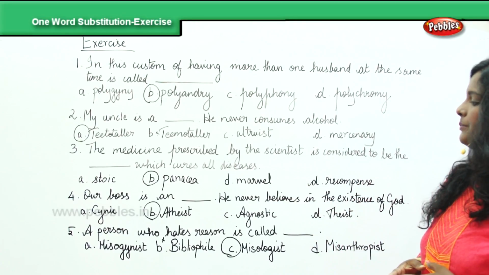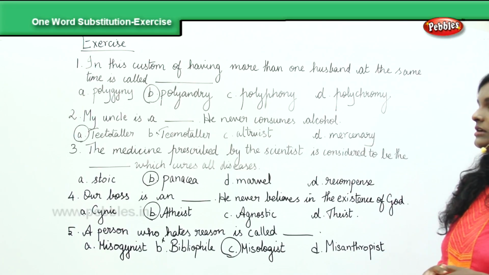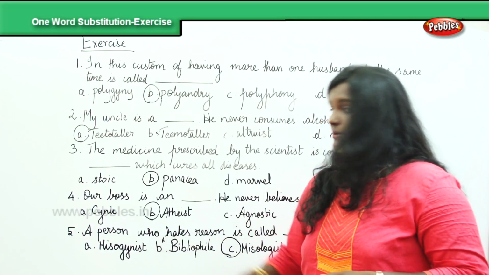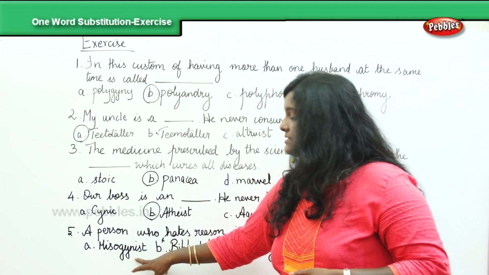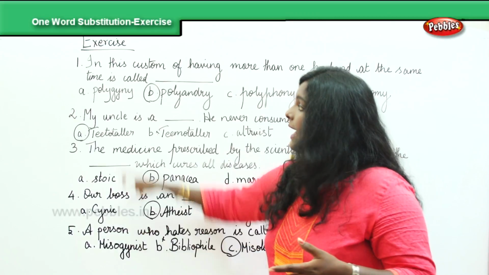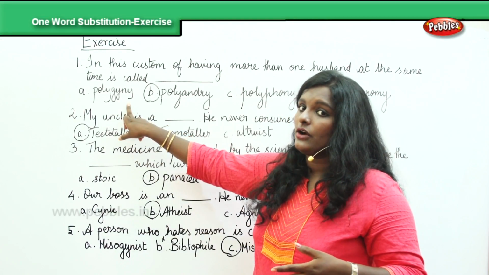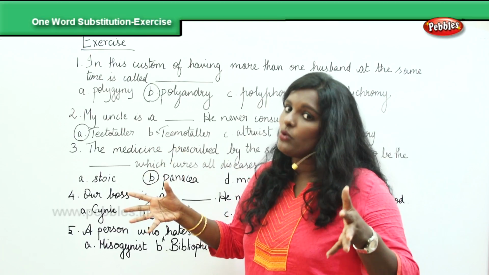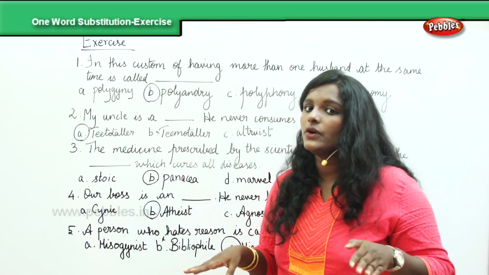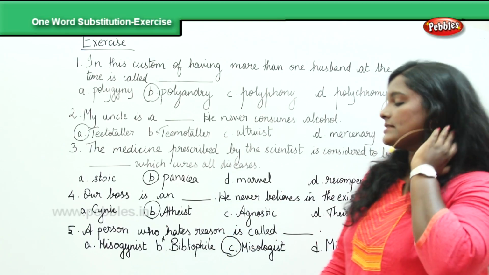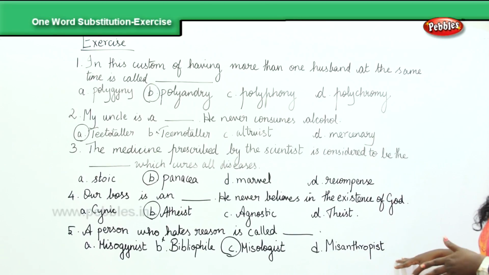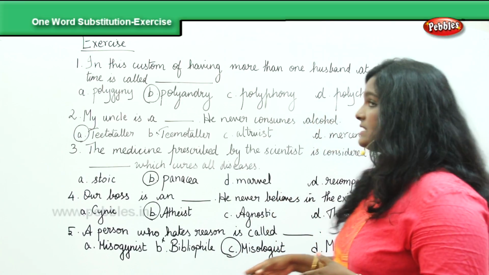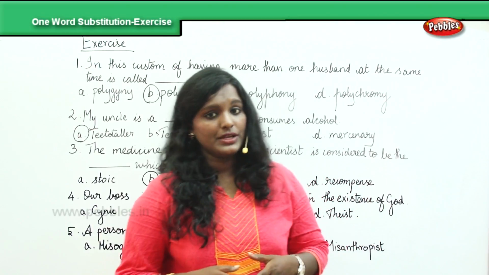And the final sentence, a person who hates reason is called misogynist, bibliophile, misologist, or misanthropist. Misogynist is a person who hates women. Remember, misogynist is a word related to women, okay? A hater of women. And polygyny also is related to women. Okay, these are small clues which you should keep in mind to remember new words. Polygyny means having more wives. Misogynist means hating women or a hater of women. Bibliophile is love towards reading books. And misanthropist is hating the whole humankind. So that leaves us with the answer misologist. Now, misologist means nothing but a person who hates giving reasons or discussions.